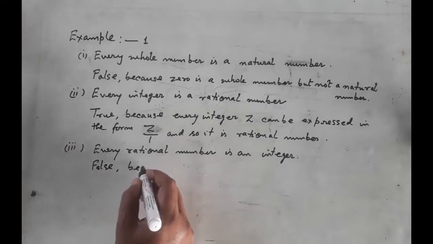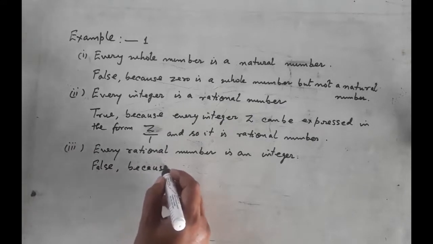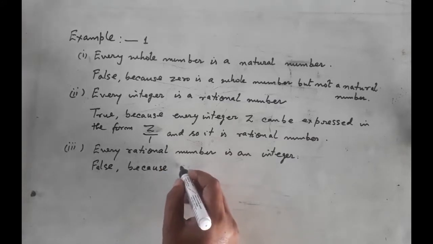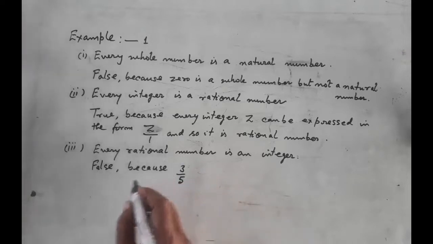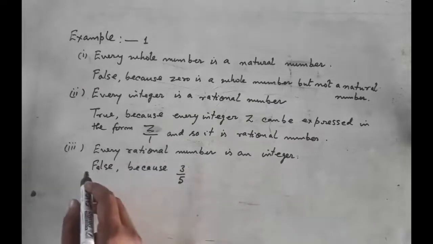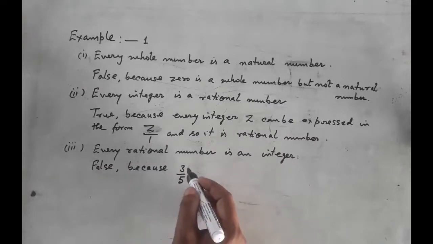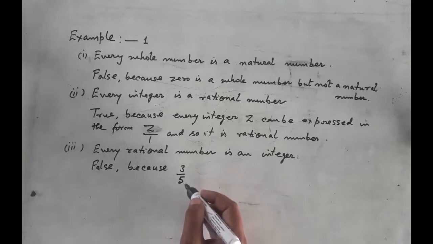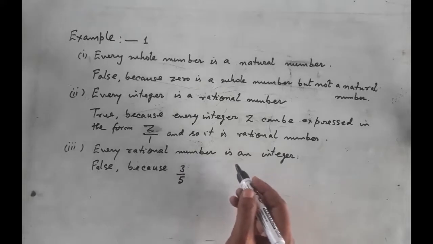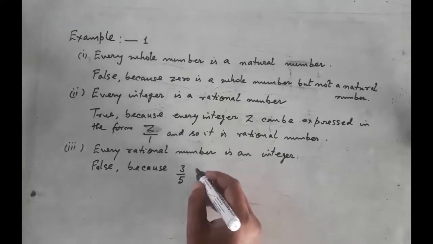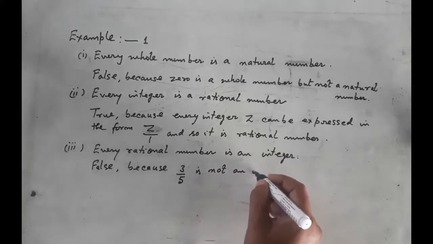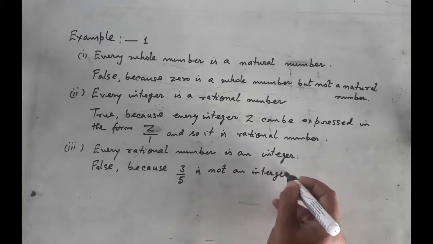because let us take a rational number 3 by 5. The statement every rational number is an integer is false, because let us take a rational number 3 by 5. 3 by 5 is a rational number, but it is not an integer.